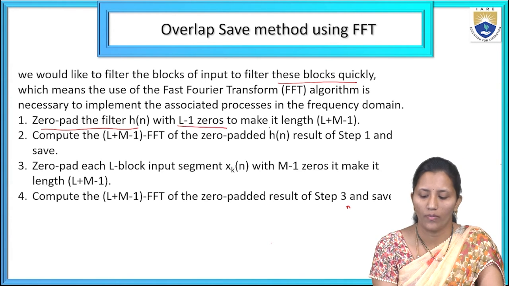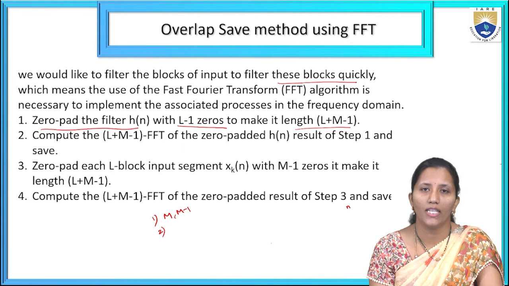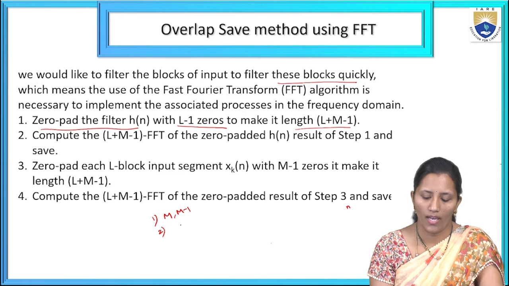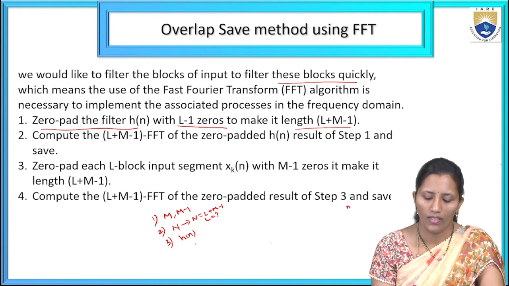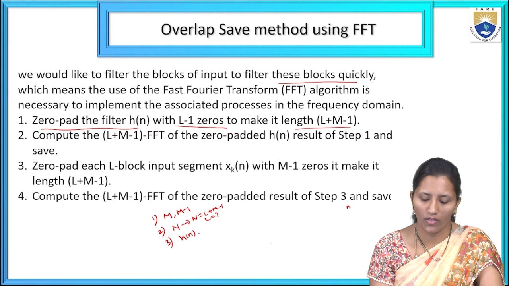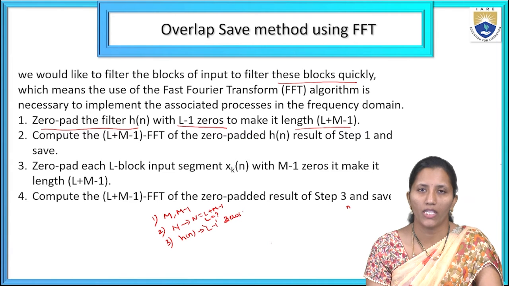to make it length L plus M minus 1. So first we have to take the M value, which is the number of samples in the impulse response of the particular system. If I assume an N value, from that we find the L value, and pad the L minus 1 zeros to h of n to make the length equal to L plus M minus 1.